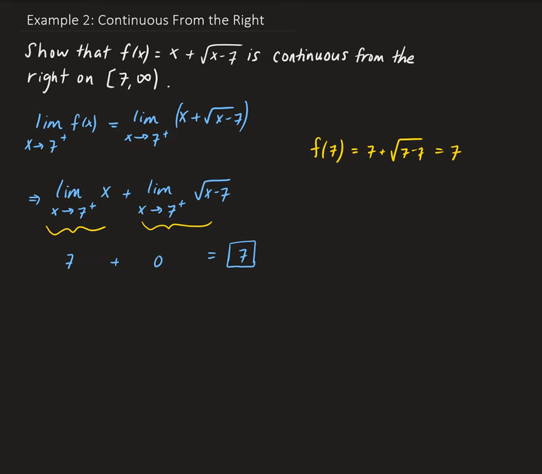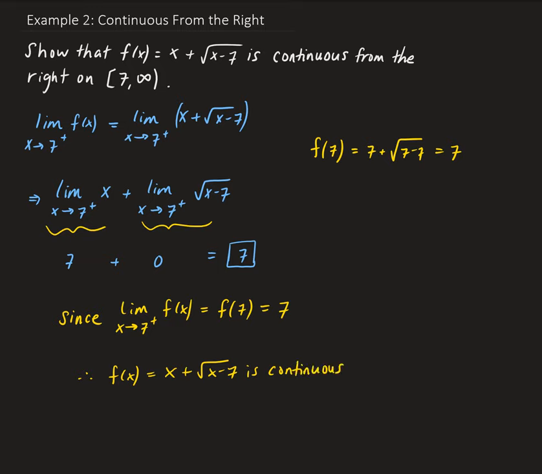Therefore, since the limit of our function as x approaches 7 from the right is equal to the function evaluated at 7, and these are both equal to 7, we showed that our function x plus square root of x minus 7 is continuous from the right on our interval from 7 to infinity.